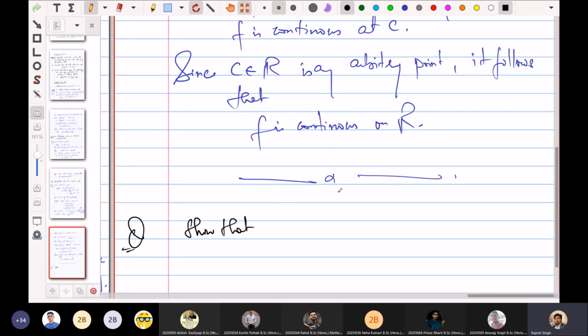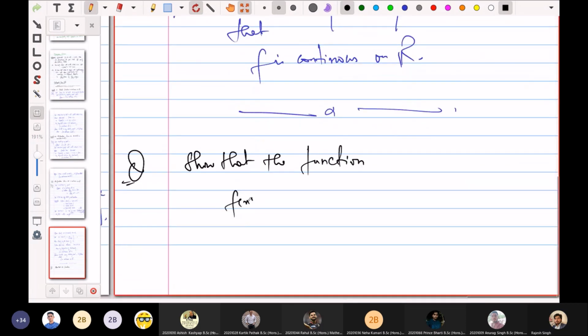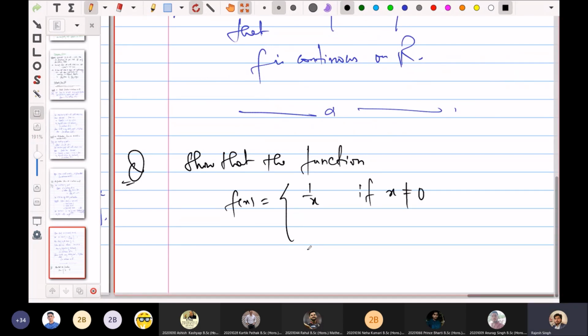Show that the function f(x) equal to 1 by x if x is not equal to 0.